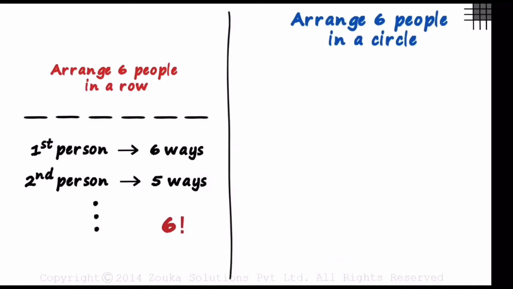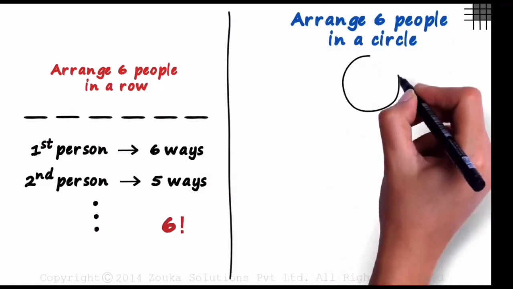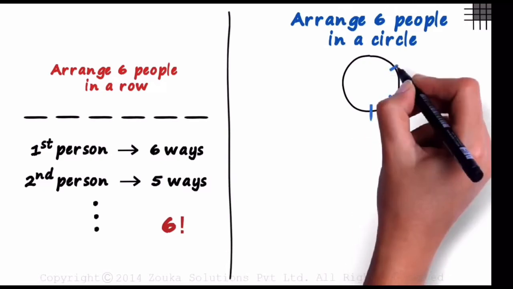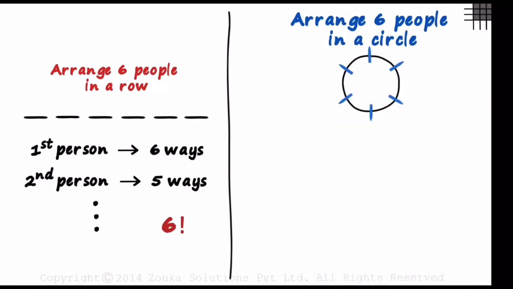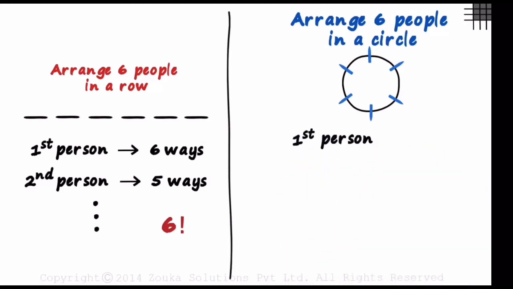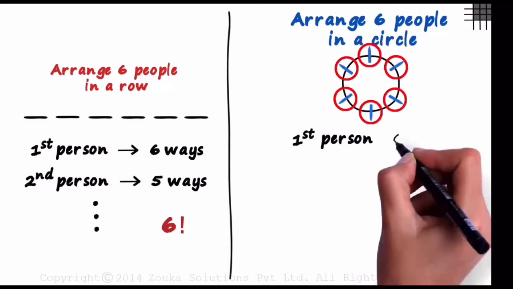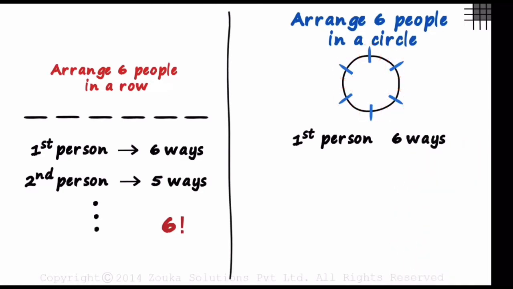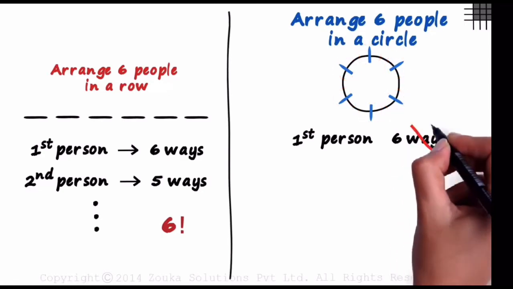In how many ways can we arrange 6 people in a circular fashion? Let's draw a circle. Assume it's a circular table with chairs around it. 6 people can be seated like this. Now let's follow the same approach to get to the answer. In how many different ways can the first person be seated here? It's simple, don't worry. As there are 6 chairs around the table, the first person can be seated in 6 different ways. Correct? No, it's not correct.